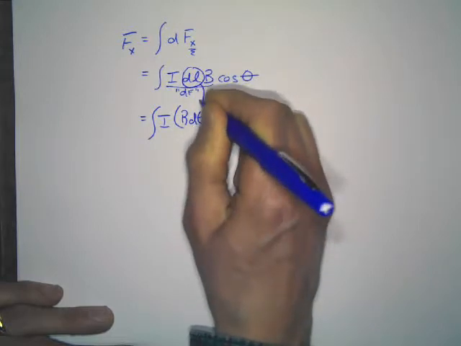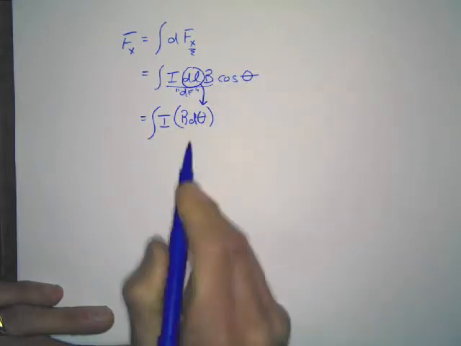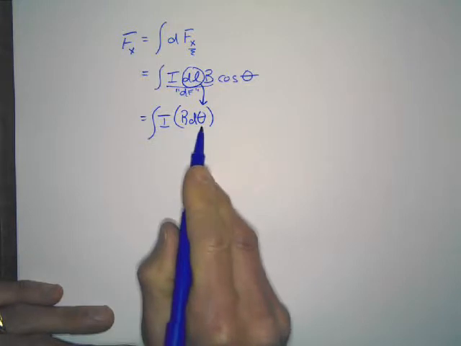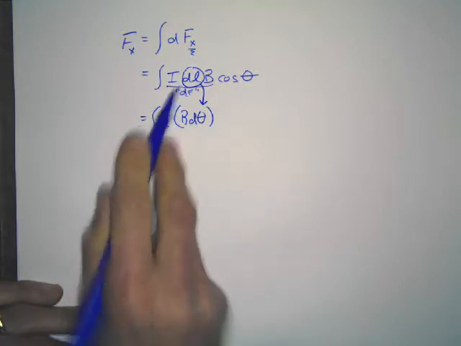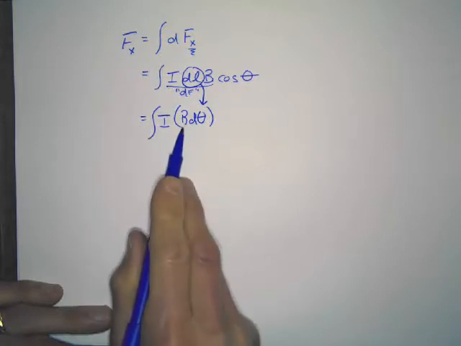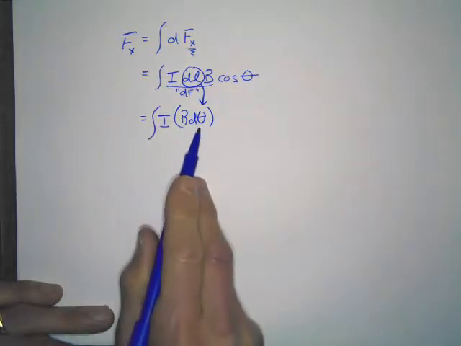We'll circle dl, and I hope you can recognize from your knowledge of math that dl is an arc length. So an equivalent way of getting the arc length is to take the radius times d theta.